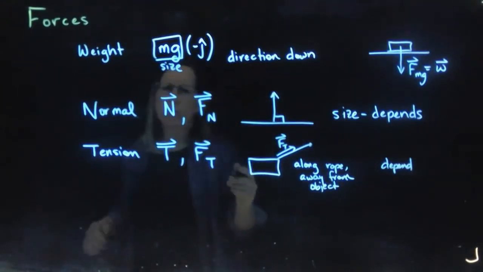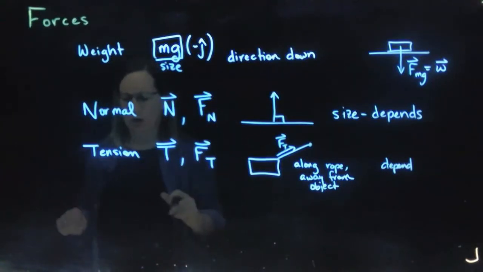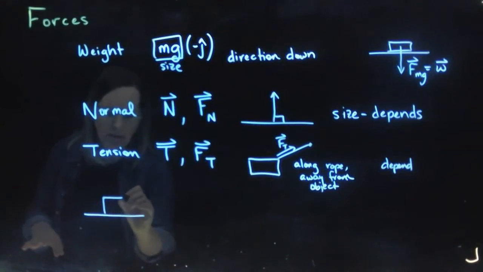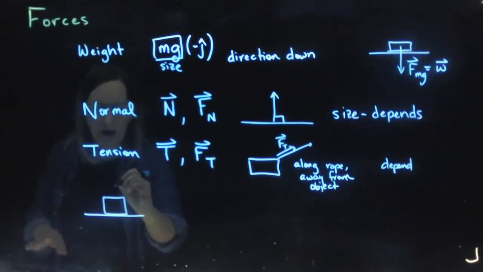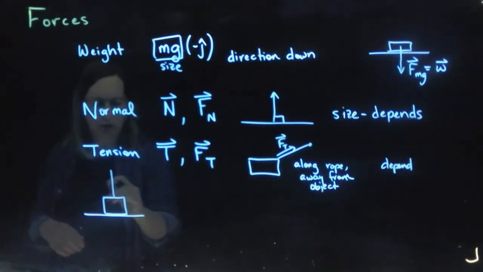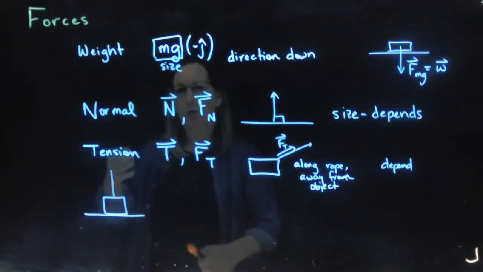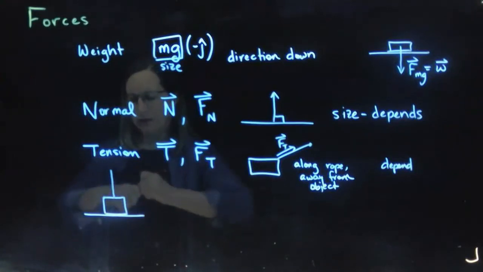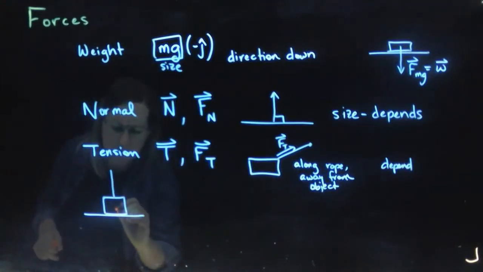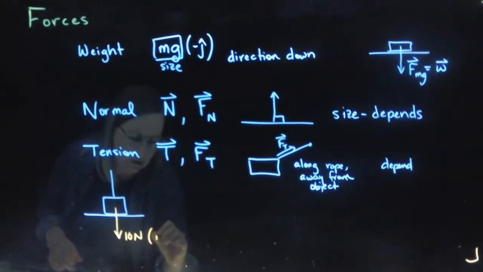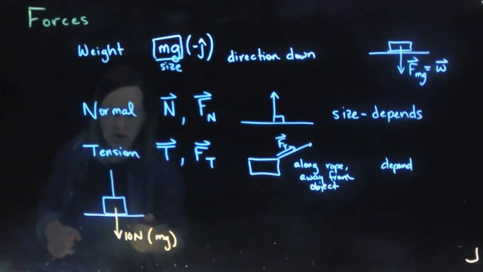But let me give you an example of how these kind of work together. So if I have this block and I have a string on it so that I can pull up with some force, but I pull up with a force so that it's not quite lifting off the table. So let's say its weight, its mg, is 10 newtons down. So that would be my mg value.